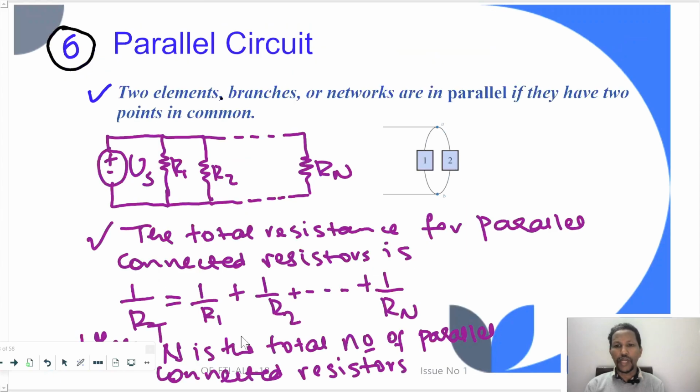When it comes to a parallel circuit, two elements, branches, or networks are in parallel if they have two points in common. As you can see here, the two elements are connected in parallel because this terminal of 2 and this terminal of 1 are connected at point A, and the other terminals are connected at point B. The total resistance for parallel connected resistors is given by this expression, where N is the total number of parallel connected resistors, and the equivalent conductance is the sum of each parallel connected conductance.